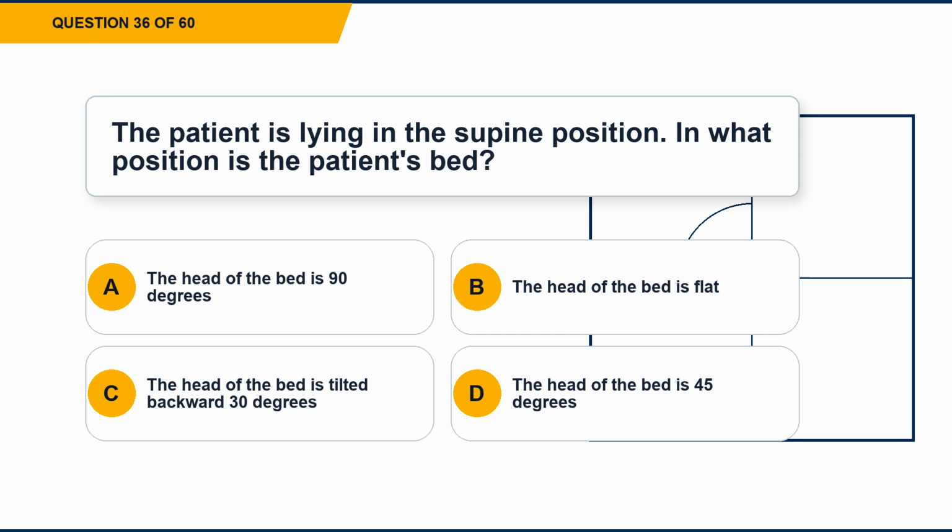Question 36. The patient is lying in the supine position. In what position is the patient's bed? Option A. The head of the bed is 90 degrees. Option B. The head of the bed is flat. Option C. The head of the bed is tilted backward 30 degrees. Option D. The head of the bed is 45 degrees.